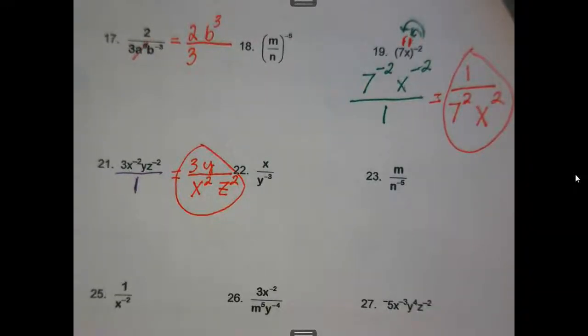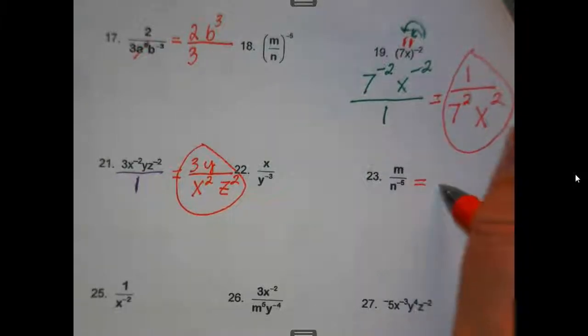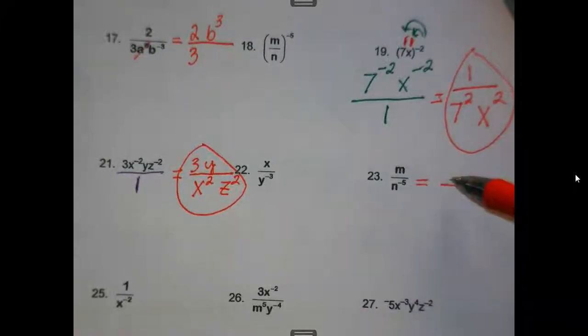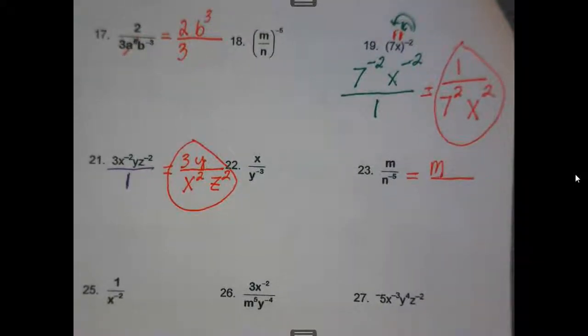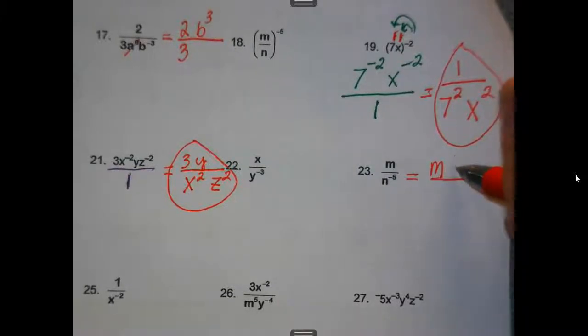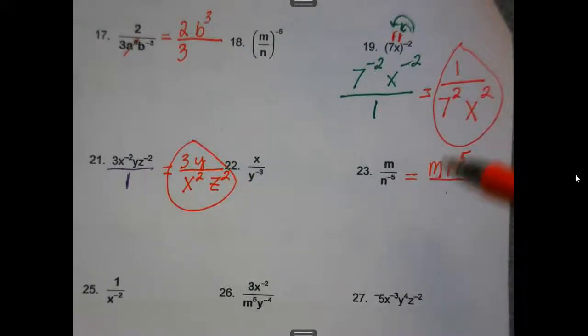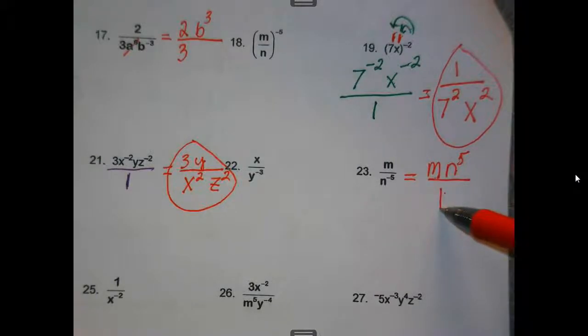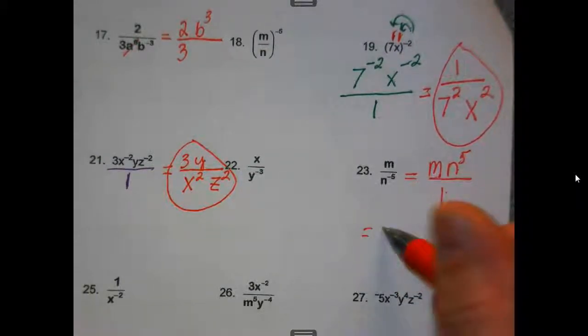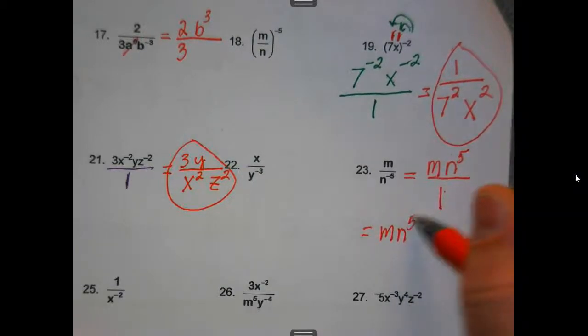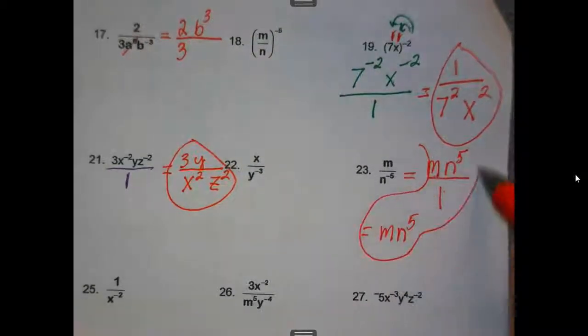23. It's my fraction. My m is positive, so it stays where it's at. What about the n? Goes on top, right? Now I have nothing in the bottom, but they end up being whole numbers now, right? You could put it over 1 if you want, or you could just leave it as mn to the 5th. Either way, I'll take either one, okay?